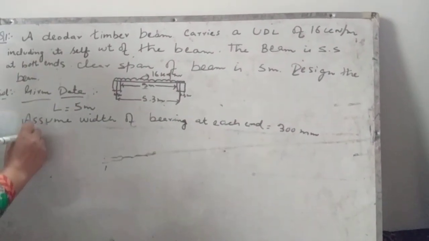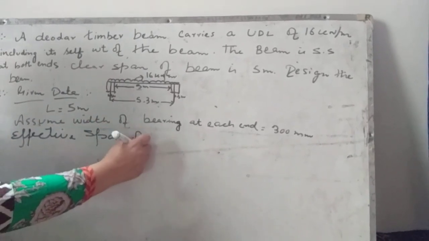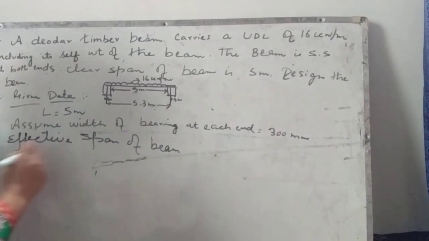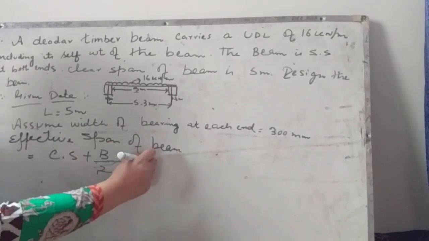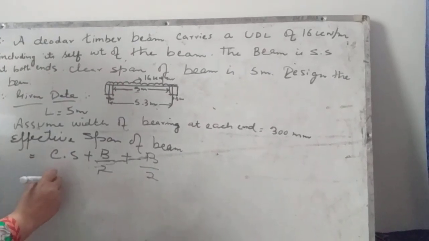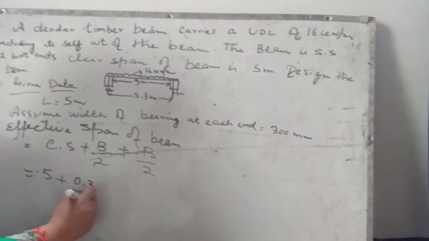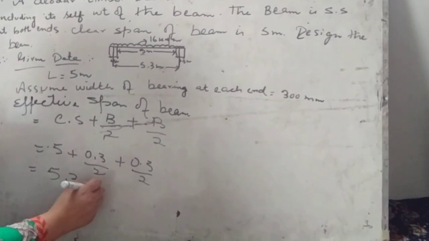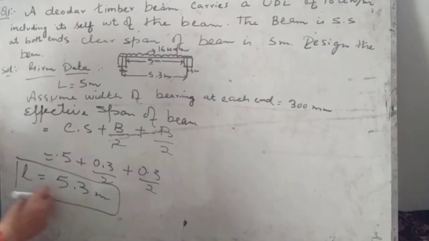So the first step will be to find the effective span of the beam. The effective span of beam is equal to clear span plus bearing by 2 plus bearing by 2. So here the clear span is 5 meter plus bearing is given as 300 mm. We will change it into meters, so it will be 0.3 by 2 plus 0.3 by 2. So this will come out as 5.3 meter. This is our effective span.